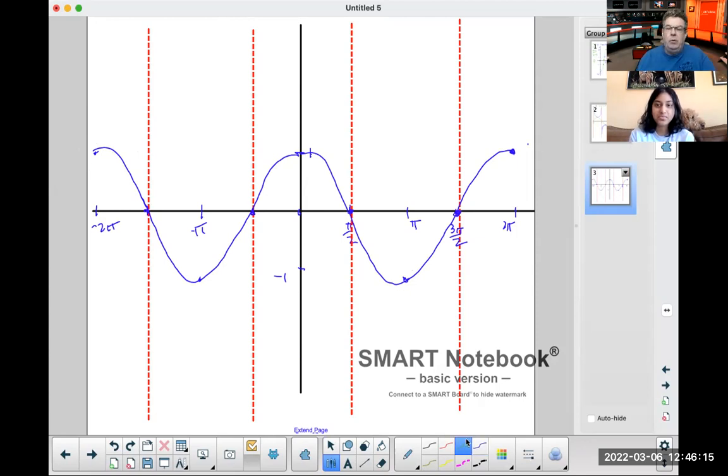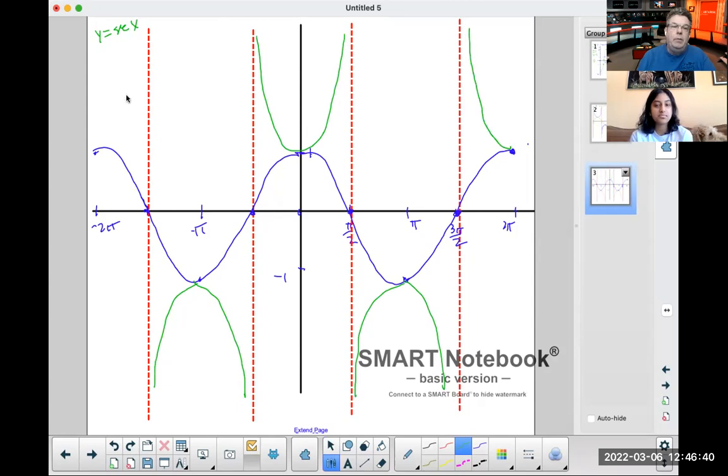So y equals secant x, same exact thing. Right? There you go. Now you do need to do this part if we're going to do a full graph, because it's from negative 2 pi to 2 pi. So it's green. This makes a lot of sense.